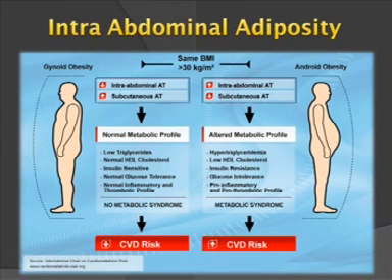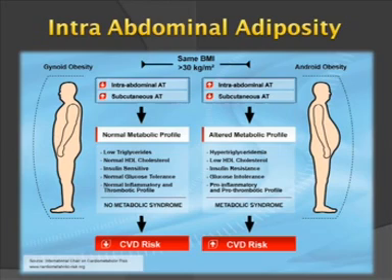Look at the structure of the 2 human bodies here. The one on the right hand side with the android obesity and one on the left hand side with the gynoid obesity. The gynoid obesity means there is a general uniform increase in the subcutaneous fat. The intra-abdominal fat is decreased and it is not increased. Whereas in the android obesity, the intra-abdominal fat is increased and the subcutaneous fat is decreased.